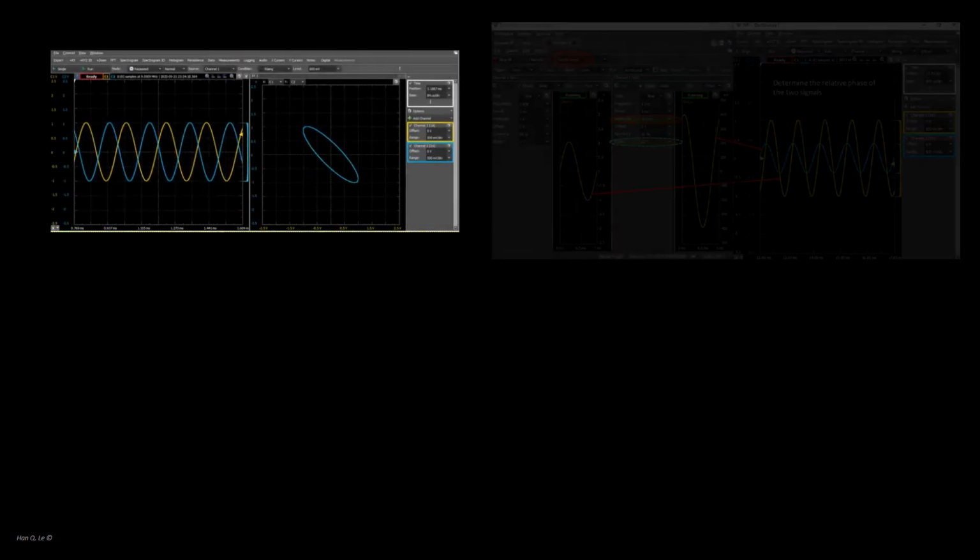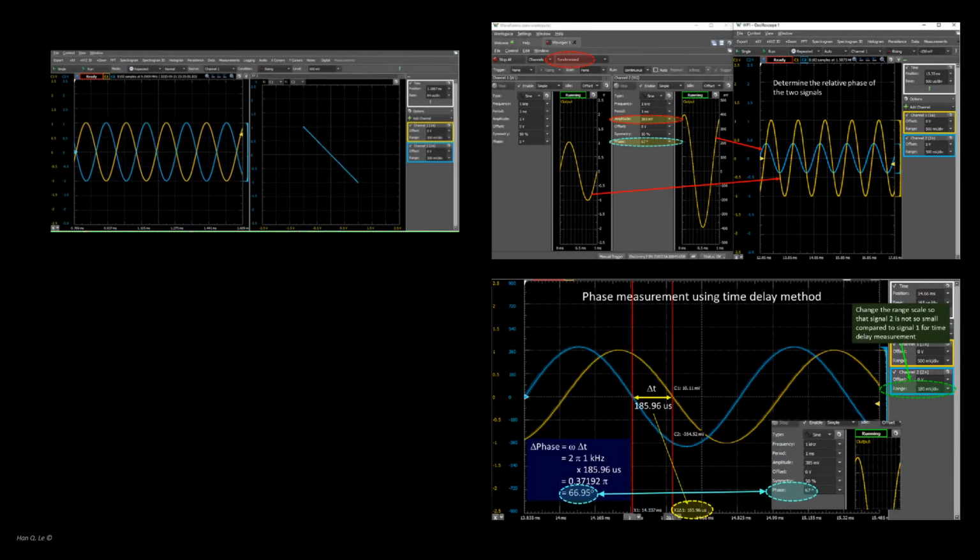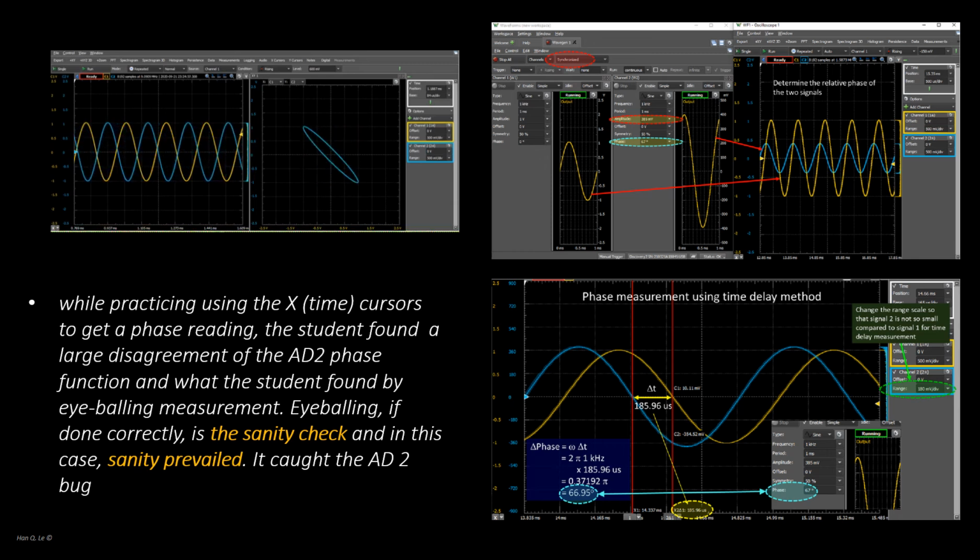What was found was that when the DC shift slider of a signal generator was moved, there was a small but consistent phase reading error. Then, at some point, the phase measurement discrepancy became too large to be dismissed as mere statistical error. Visually, the student trusted their own estimate, because, after all, it was the sanity check.